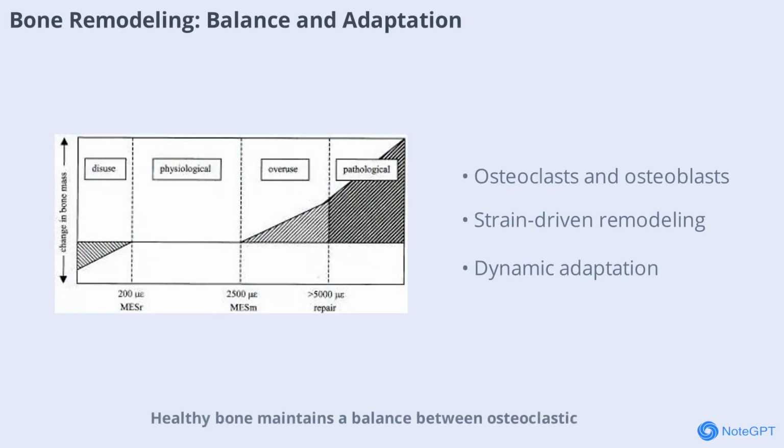Healthy bone maintains a balance between osteoclastic bone removal and osteoblastic bone formation activity. The Mechanostat model explains how bones remodel in response to mechanical stimuli.